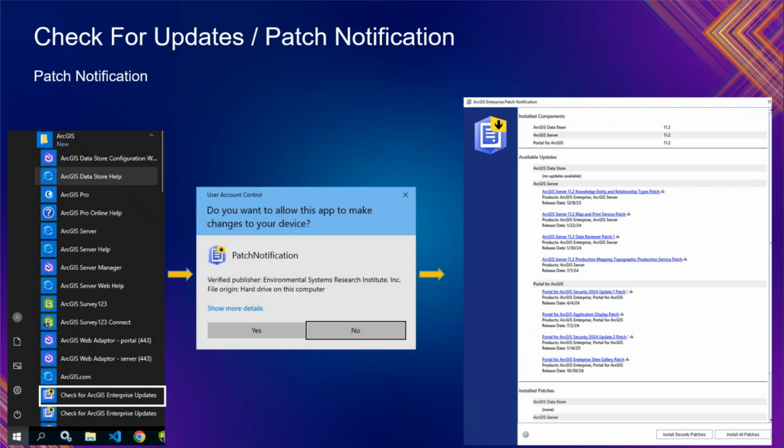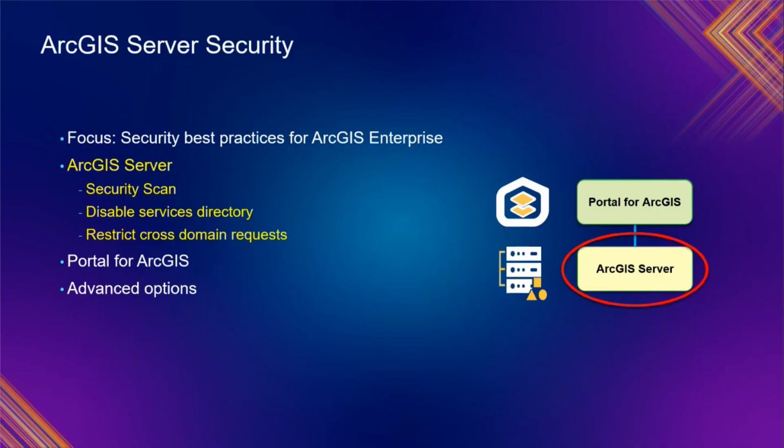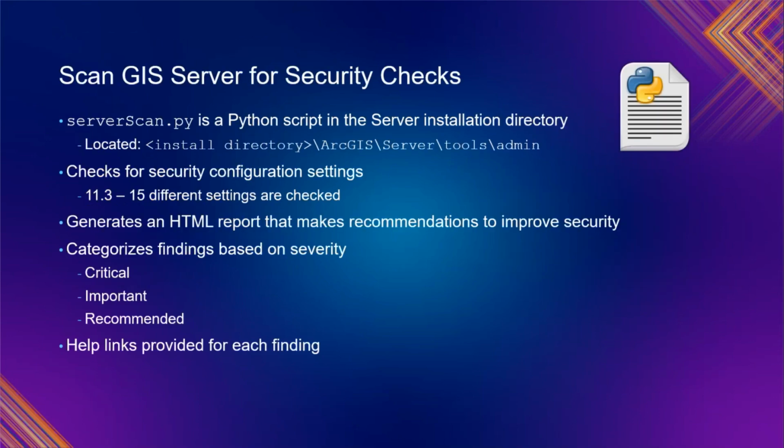Let's move to the key component, ArcGIS Server. You are familiar that ArcGIS Server is the key component in the enterprise where you can publish your map services and all. That happens on the ArcGIS Server side. So here is the security in ArcGIS Server. There is one Python script available in the installation directory of ArcGIS Server. You can find it in the directory, then server tools. This security scan tool will evaluate your security configuration.